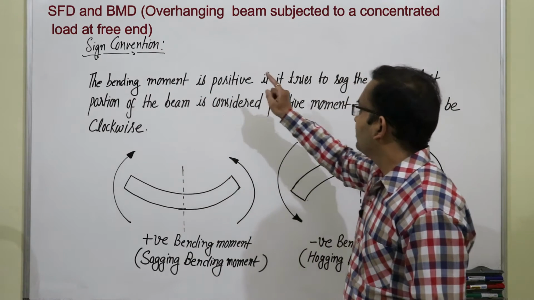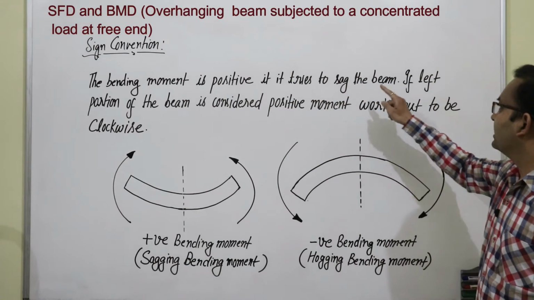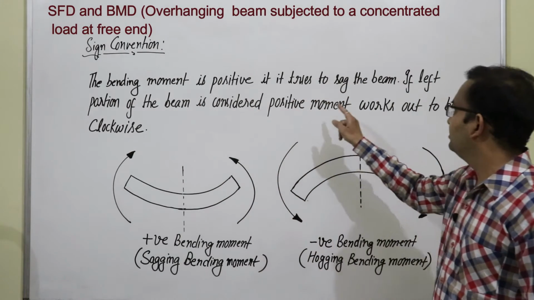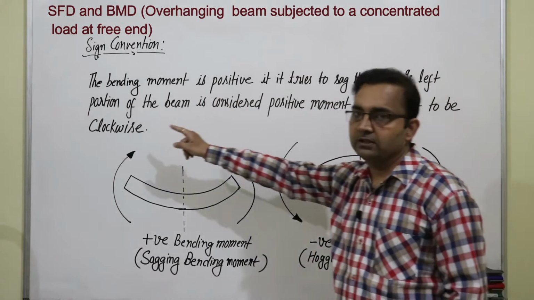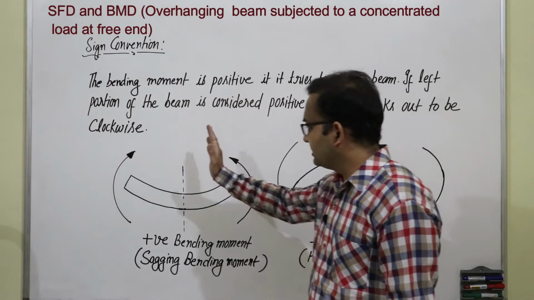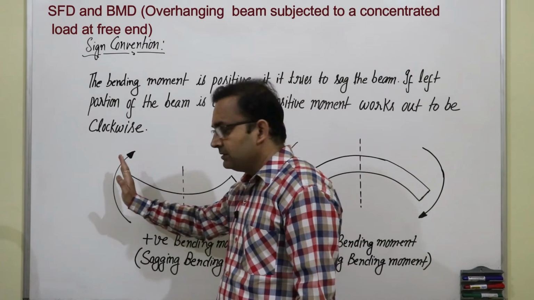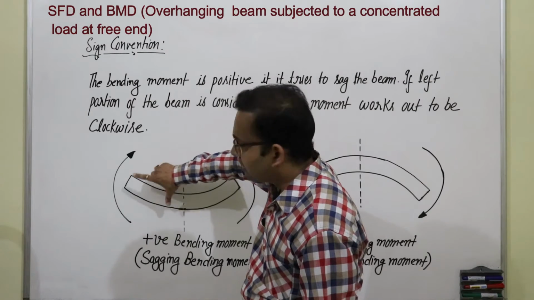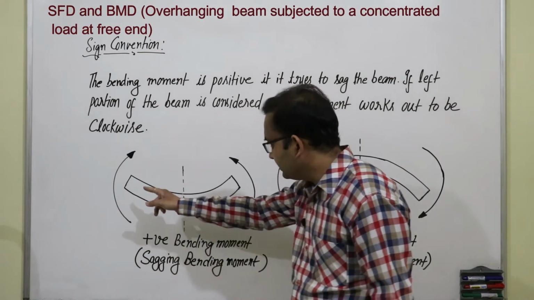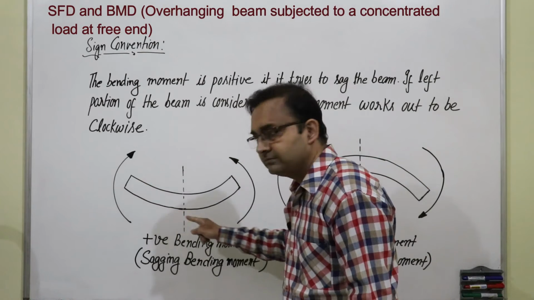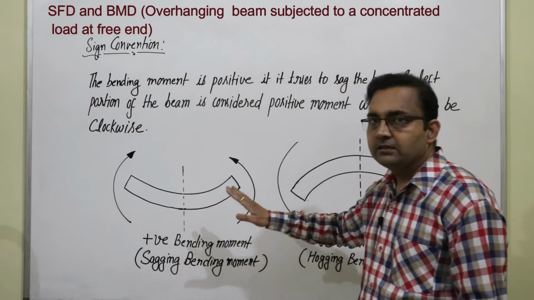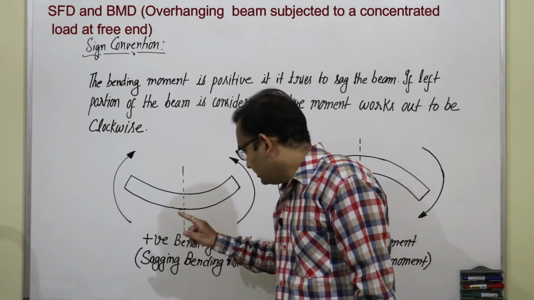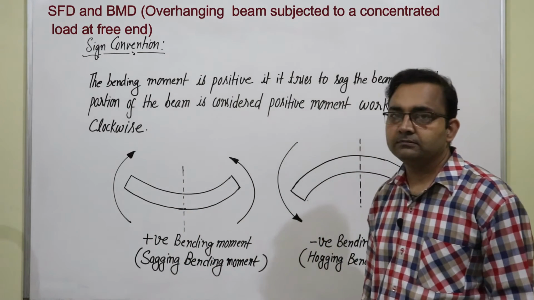The bending moment is positive if it tries to sag the beam. If left portion of the beam is considered, positive moment works out to be clockwise. So this is a section and it is the left part, and bending moment direction is clockwise, and we are seeing this is a beam which is sagging. If this case happens, it is a positive bending moment or sagging bending moment.